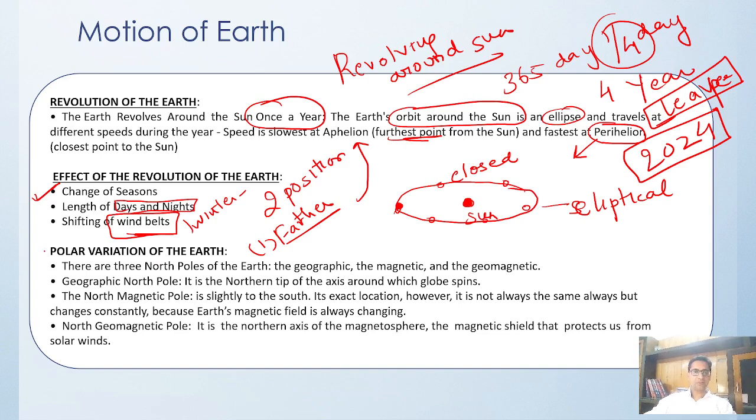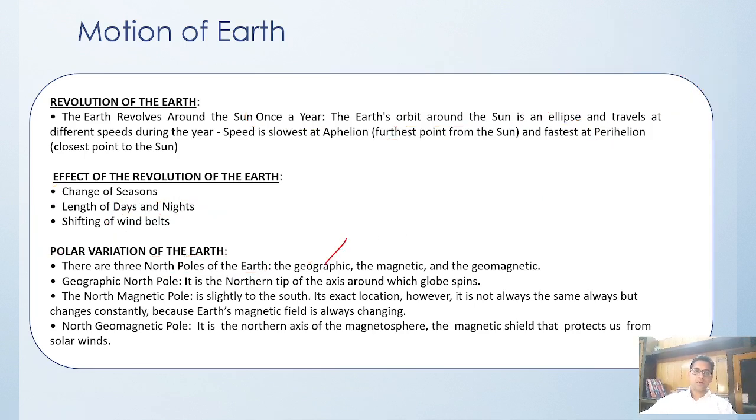There are some other things we need to discuss regarding polar variation. There are three north poles of the earth: the geographic north pole, the magnetic north pole, and the geomagnetic north pole. They are not the same thing. The geographic north pole is the topmost part, the northern tip where the axis around which the globe spins. The magnetic north pole is where the magnetic field lines interact, and the geomagnetic north pole is where the geomagnetic lines interact.